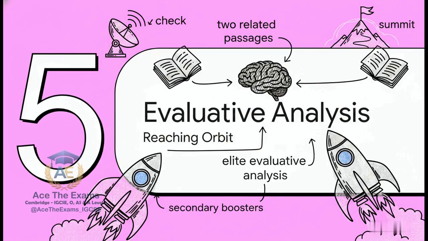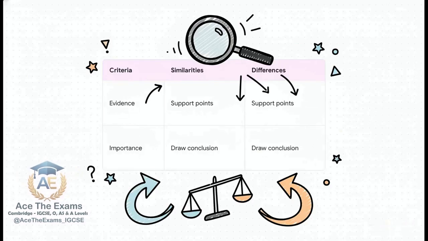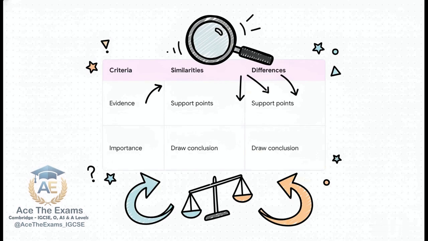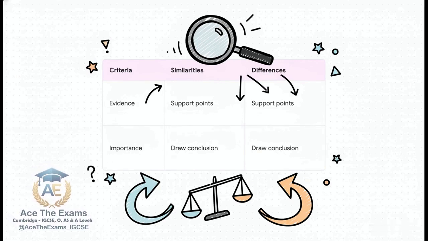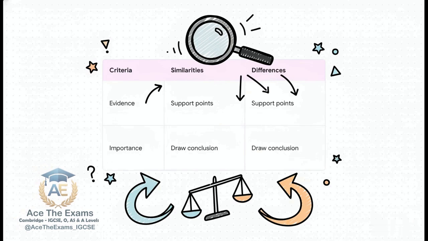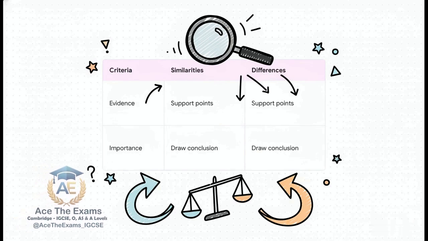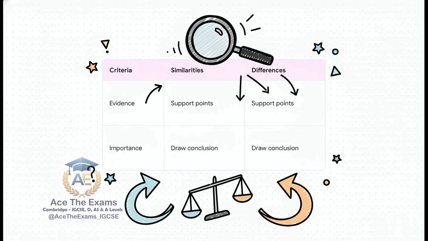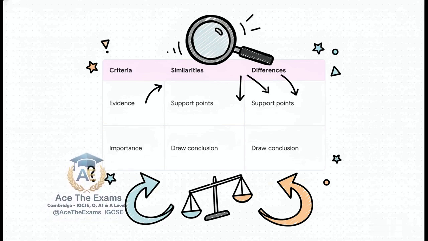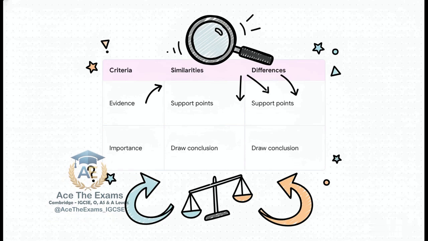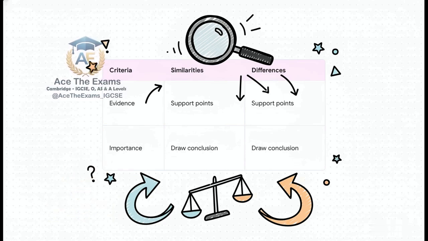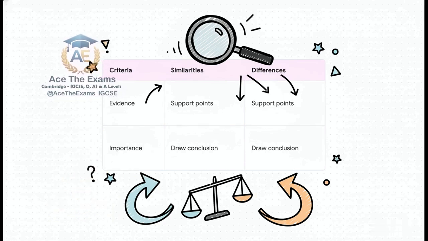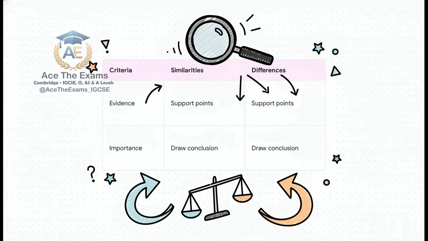Now let's fire the secondary boosters for Section 5, reaching orbit through evaluative analysis. To hit the top-tier marking bands, to really get that A-star reading on your propulsion meter, your comparative analysis must be razor-sharp. You need to synthesize the two related passages by locking onto both similarities and differences. It is not enough to just list them either. You must use clear, sophisticated comparative connectives in your Arabic writing, and every single point must be supported by direct textual evidence.